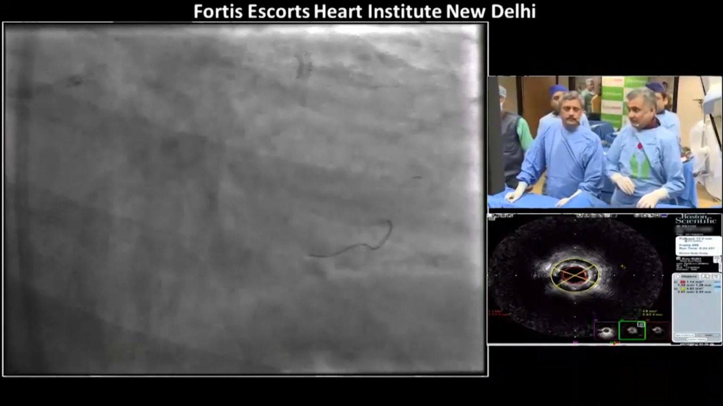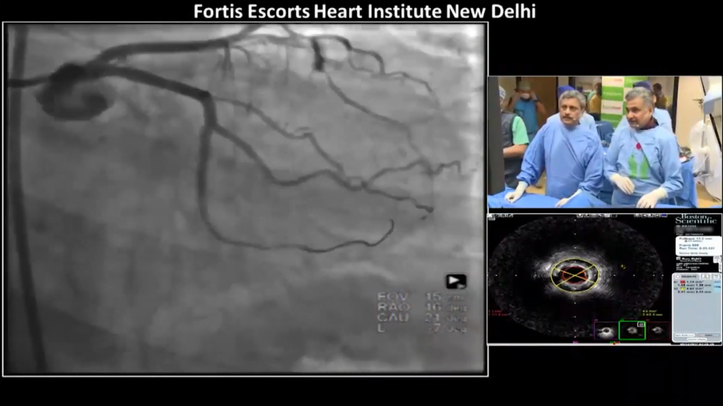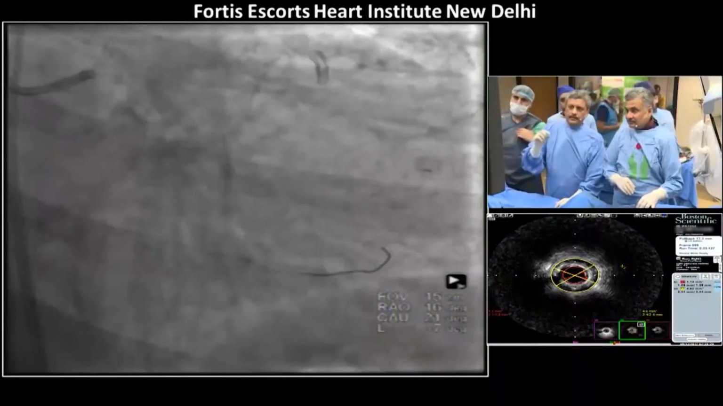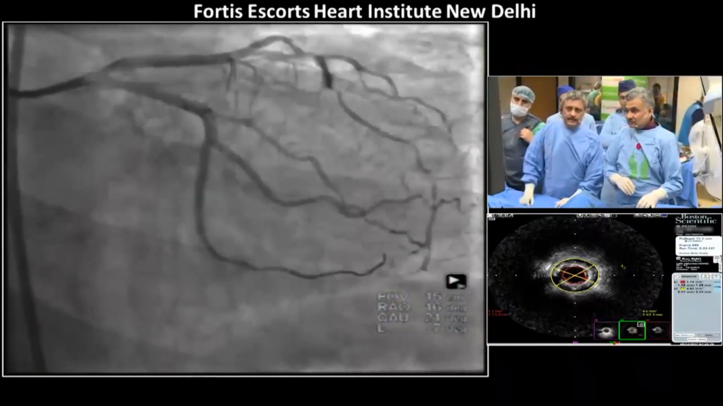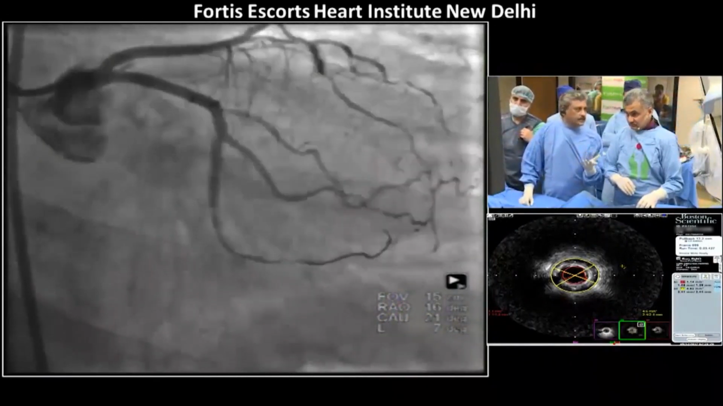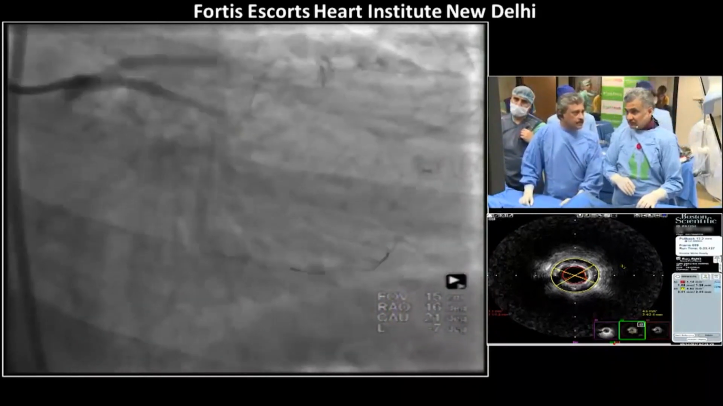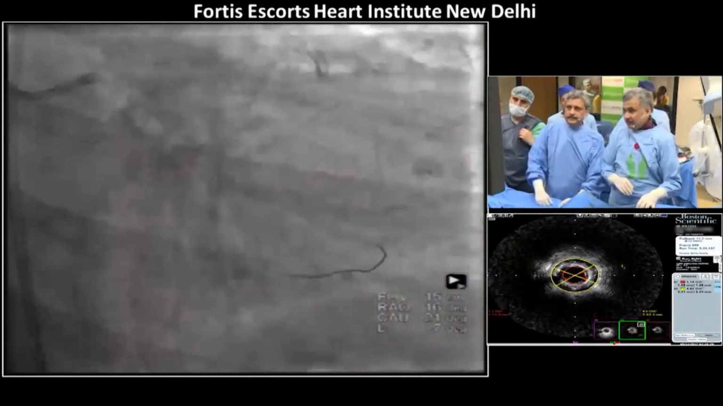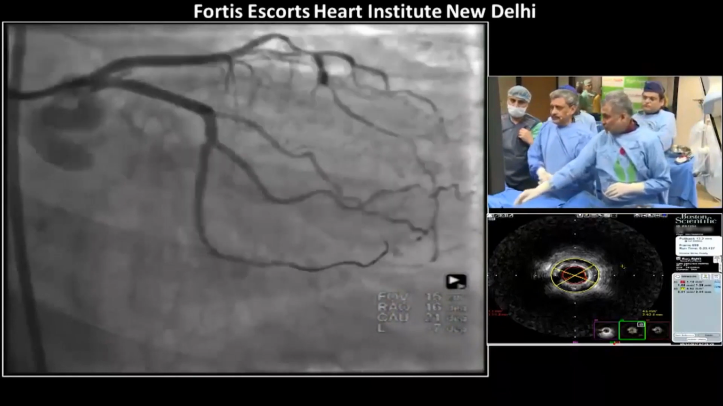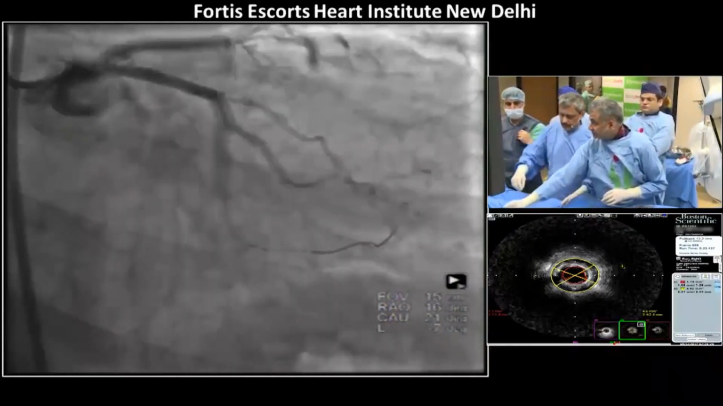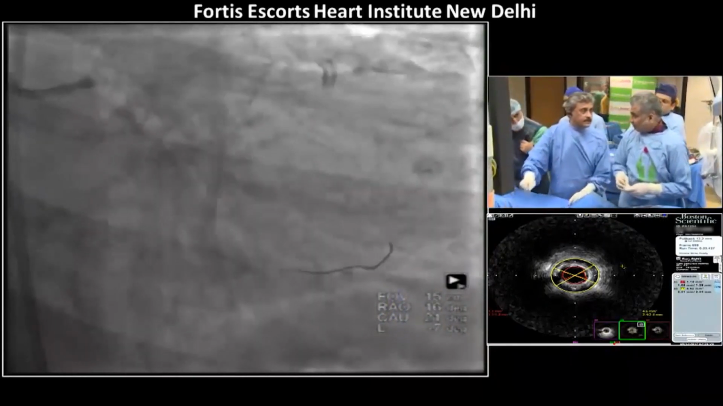Yeah, I totally agree. So we'll put the second stent beyond the recently put stent. We'll not put too much metal proximally. There's already 2 stents proximally. Just enough overlap. Can we have a 2.25 by 13? How much length?